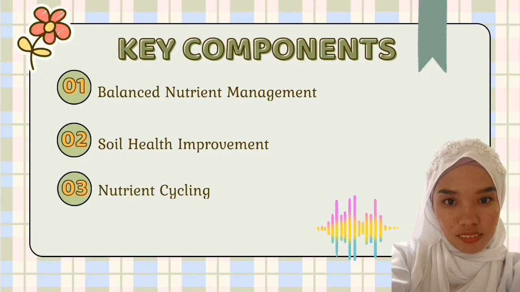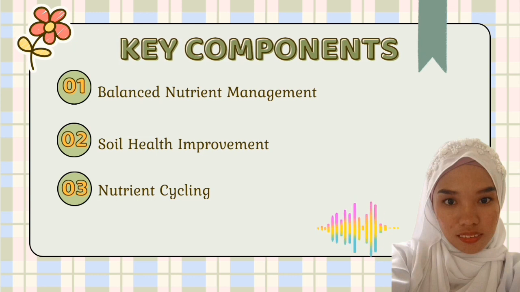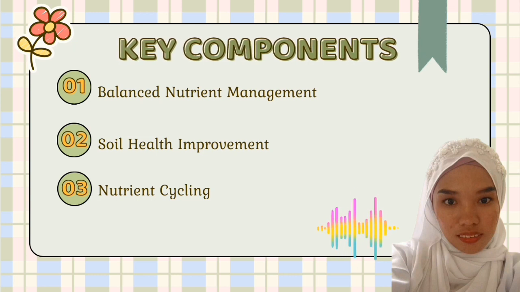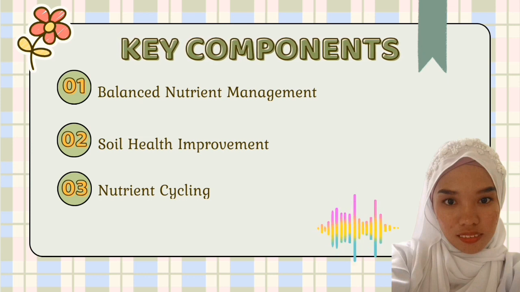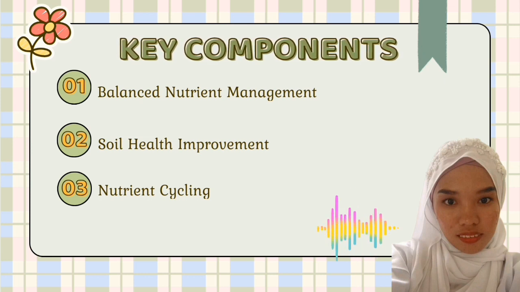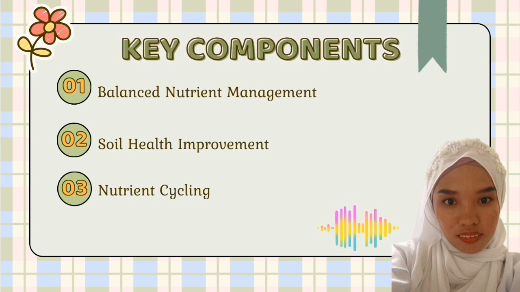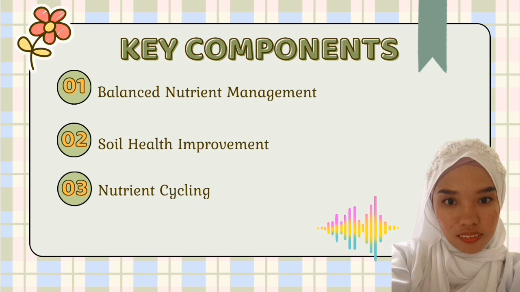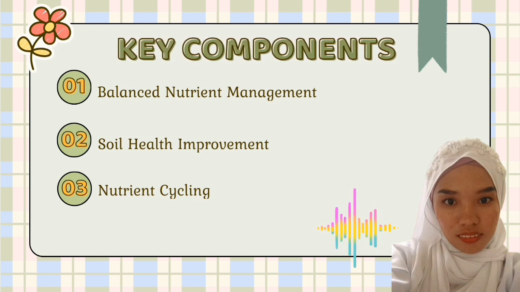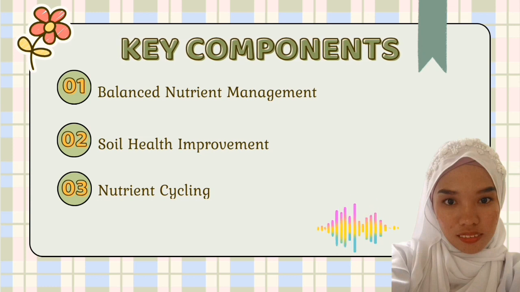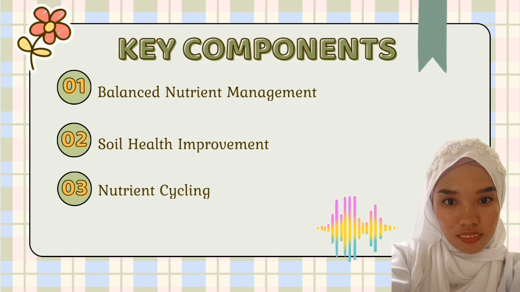So, here are key components of integrated soil fertility management that contribute to its effectiveness in improving soil fertility and increasing agricultural productivity. Number 1. Balanced nutrient management. This emphasizes the importance of providing crops with a balanced supply of essential nutrients, combining organic sources such as compost, manure, and crop residues with inorganic fertilizers.